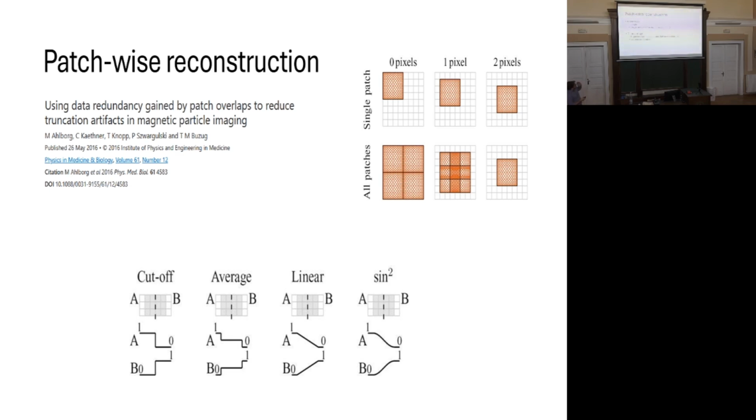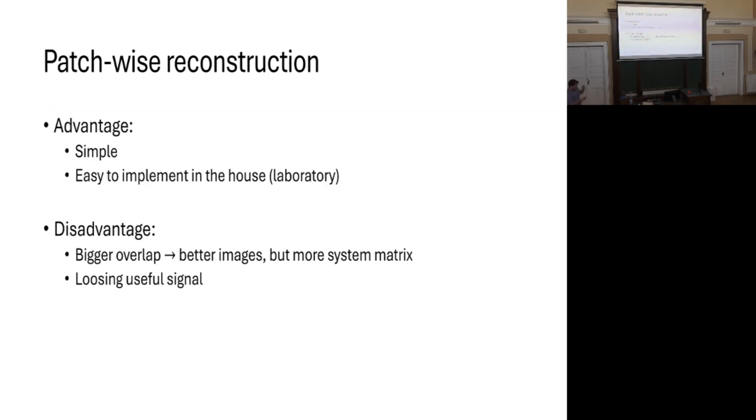Okay, I forgot one thing: patchwise reconstructions need to be pre-reconstructed. So we will get a bunch of volumes separately and then merge them together as pre-processing. It's not the reconstruction itself; it's just pre-processing of already reconstructed volumes from MPI. So as I say, it's very simple.